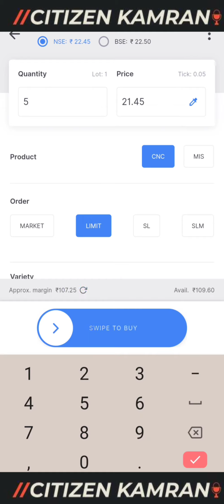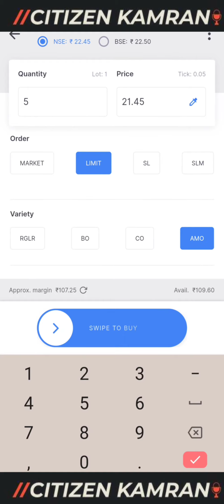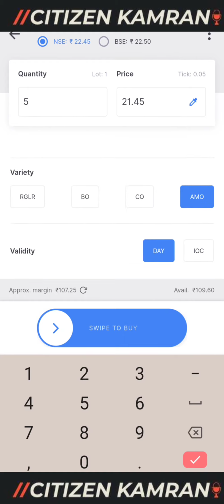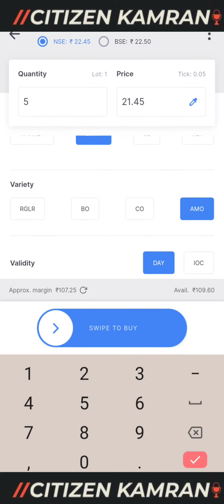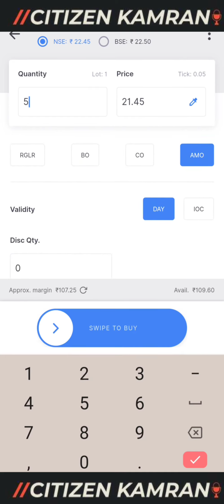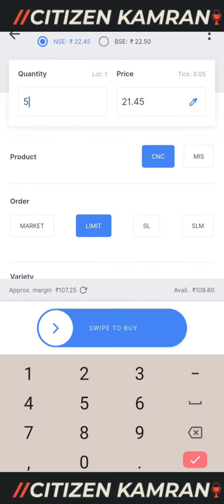Did you see, hope you saw this small circle at the bottom that I clicked. I'm clicking again. That gives you the approximate margin it would need and how much money you have. This is very important if you are putting an after market order, because when the market opens it will check if you have enough balance. If you do not have enough balance, it will get rejected. So I swipe to buy.